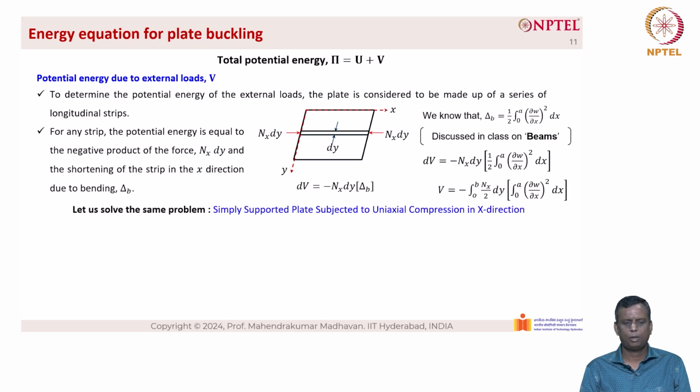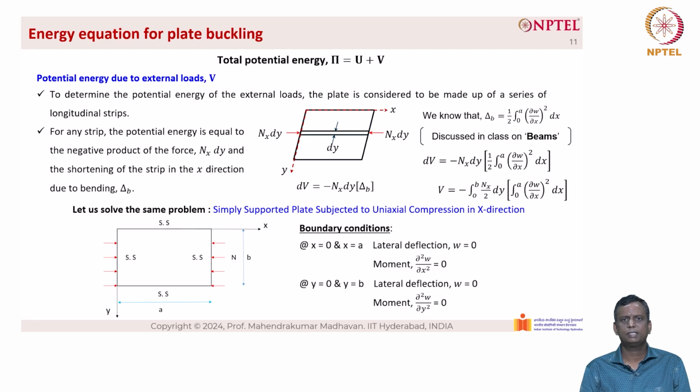Now let us solve the problem of a simply supported plate subjected to uni-axial compression in the x direction. Now we have a simply supported plate on all sides and the uni-axial compression is N_x, the length of the plate is a and the width of the plate is b. So the boundary conditions are given as: at x equal to 0 and x equal to a, the lateral deflection w equal to 0 and the moment ∂²w/∂x² is equal to 0. Similarly, at y equal to 0 and y equal to b, the lateral deflection w equal to 0 and the moment ∂²w/∂y² is equal to 0.